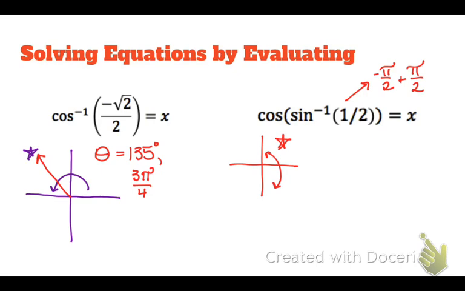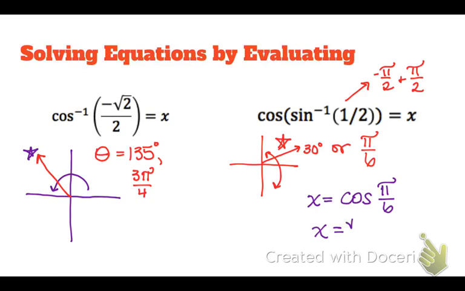So we want an angle that has a sine value of 1/2, and that angle is going to be 30 degrees, or pi over 6. Now we're not done here because we actually have to finish solving. So we found the inverse sine of 1/2, and now we have to solve for the cosine value at pi over 6. The cosine value at pi over 6 is going to be radical 3 over 2, and that would be your final answer.